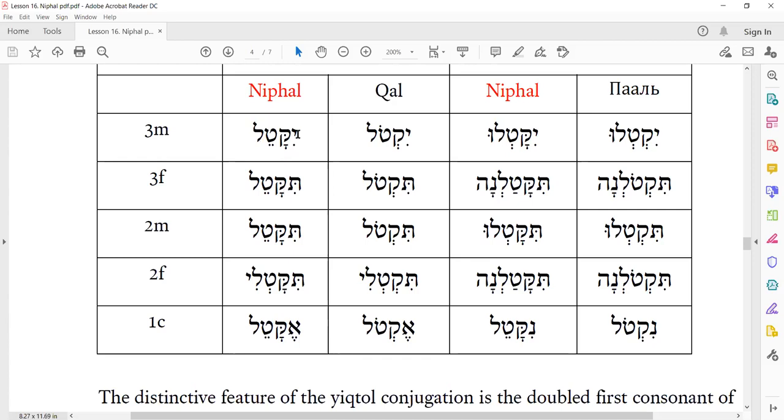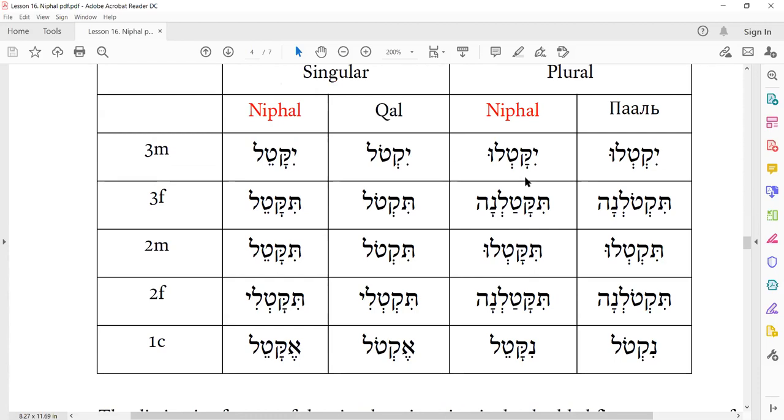So yikatel, how can we translate it? We need to translate it in the future. So katal is to kill, and yikatel, he will be killed. Tikatel, she will be killed. Tikatel, the same form, you will be killed. Tikateli, you, feminine, will be killed. And ekatel, I will be killed. The same with the plural conjugation. Yikatelu, tikatalna, tikatelu, tikatalna, and nikatel. So this is how the yiktol form is done.